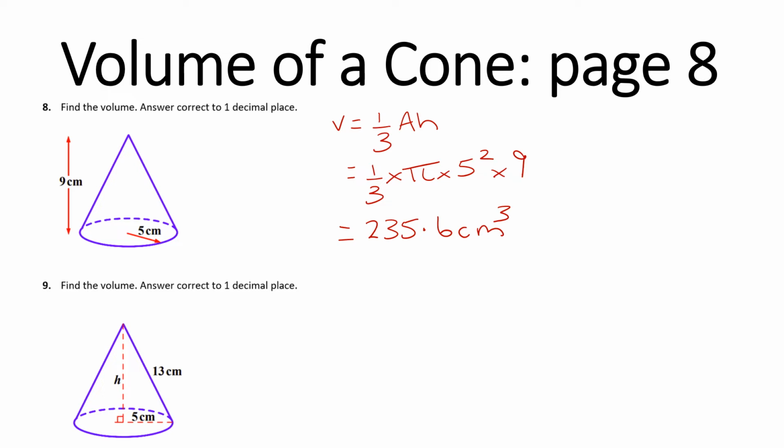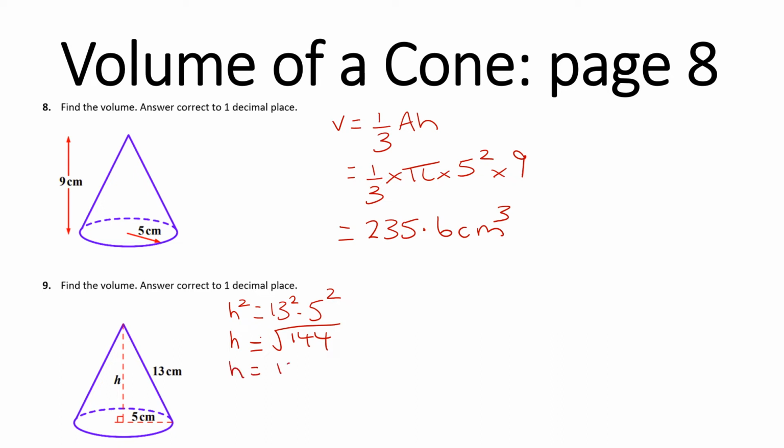For the second example, once again we have a radius of 5 centimetres and our perpendicular height we don't have. So we're going to have to find our perpendicular height, and to do that we're going to have to use Pythagoras theorem because we have the slant height. So we're trying to find h, so h squared will equal 13 squared, which is the slant height, minus 5 squared. H will equal the square root of 144.